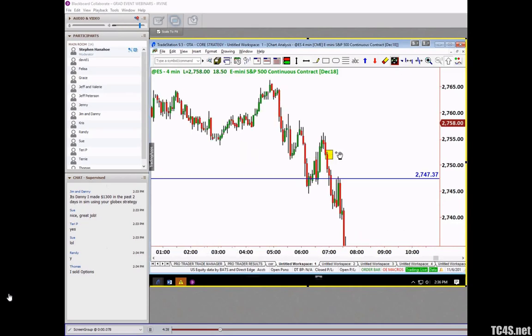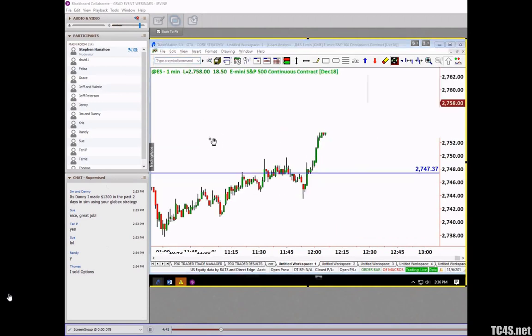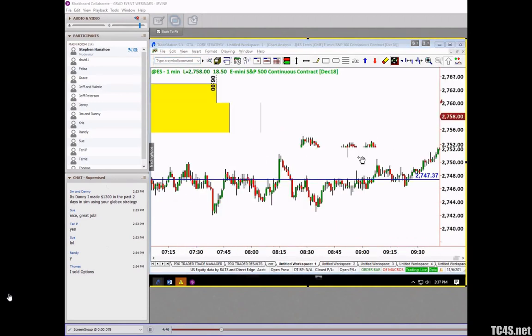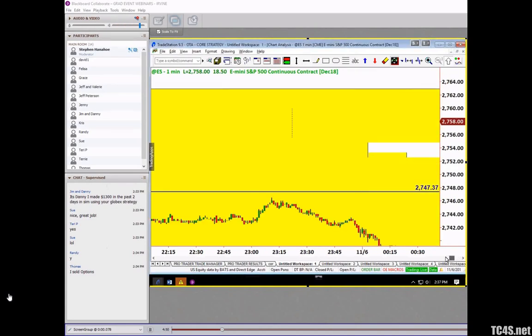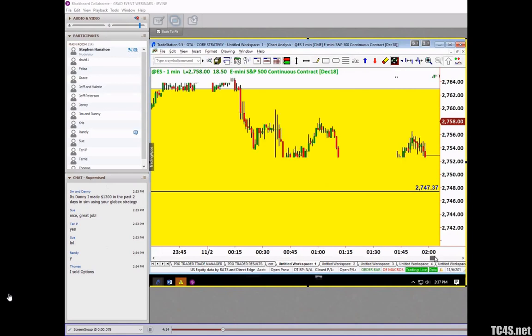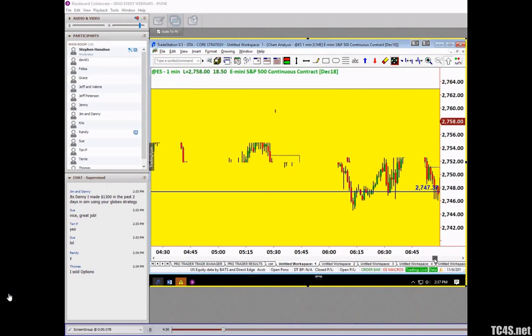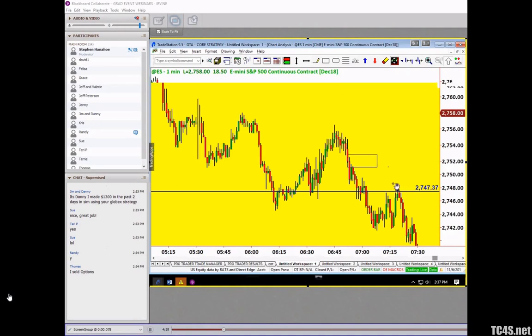Okay, so it's becoming dominant and clear now. So let's jump to a 1-minute time frame. Going back in time is going to take a little bit of extra effort. Here we go.